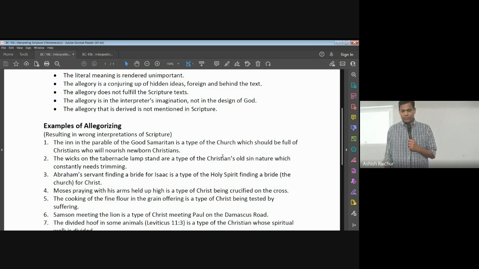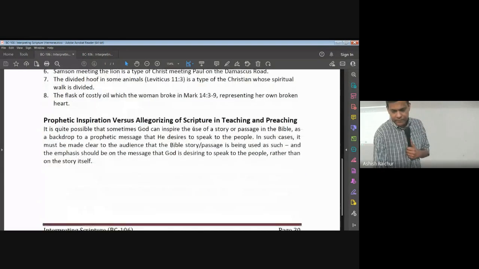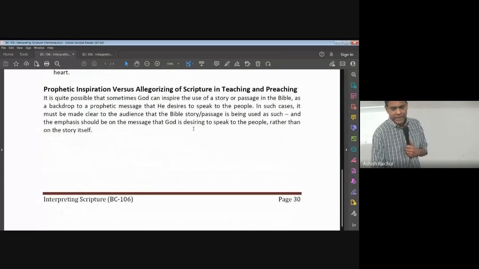Or so many things. Samson killing the lion is Christ meeting Paul on the road to Damascus. That has no connection. Sometimes people preach sermons like this. I'm just kidding, but I'm sure you've heard all kinds of things. So when we do something like this, we are actually allegorizing, and we are doing something that God never intended. The scriptures never intended it, and we should avoid it. You can read many such examples.